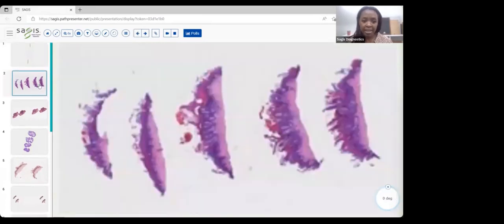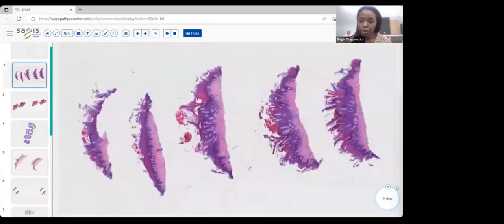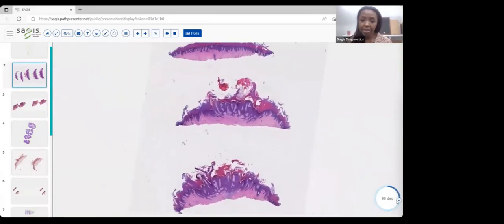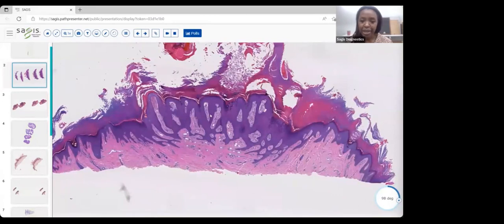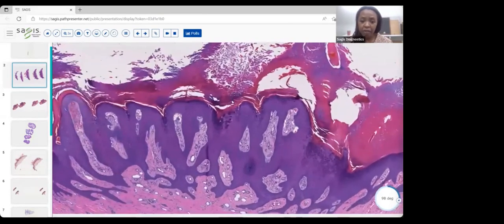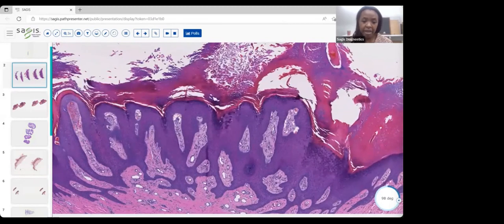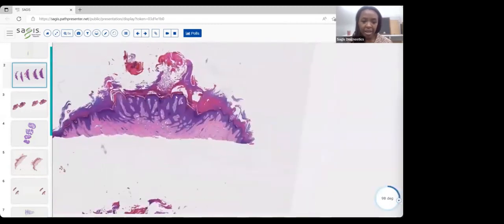Moving on to the next case, I'm going to reorient us here as well. This is a very characteristic look. Even at lowish power, we appreciate a really profound orthokeratosis with these tiers, these columns of parakeratosis. That is more prominent along these almost hills that we're seeing at the top of this lesion.